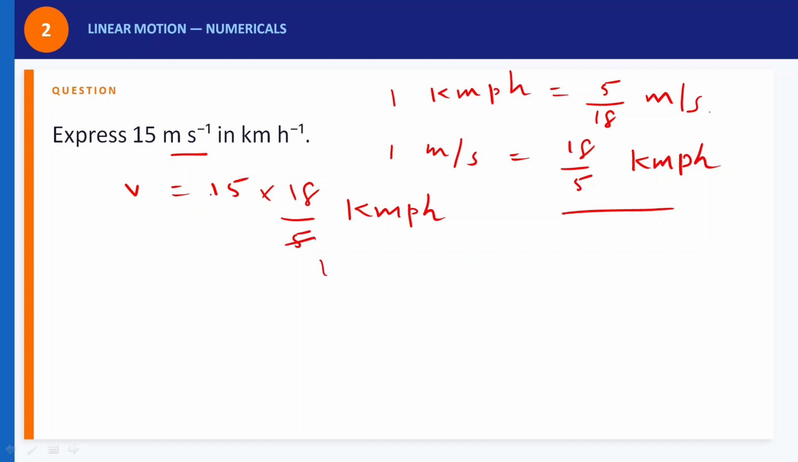5 ones are 5, 5 threes are 15. Then V equal to 3 into 18 kilometer per hour. Multiplied we will get 54 kilometer per hour.